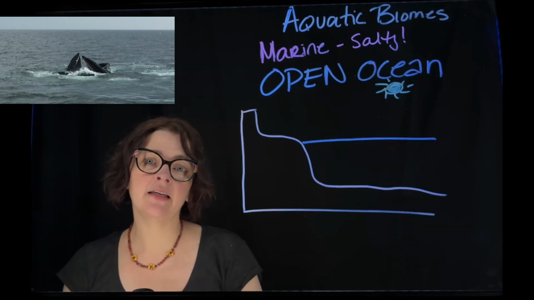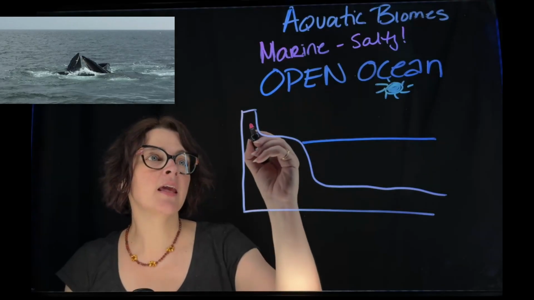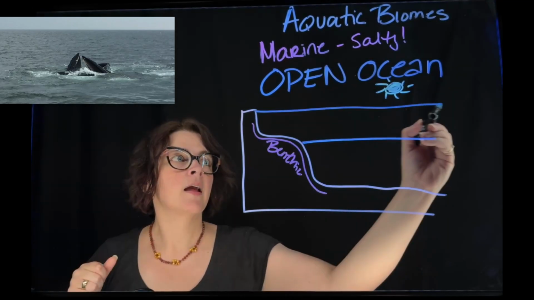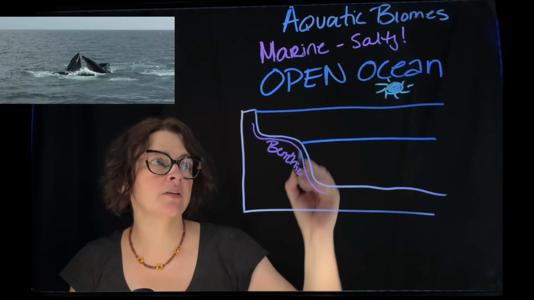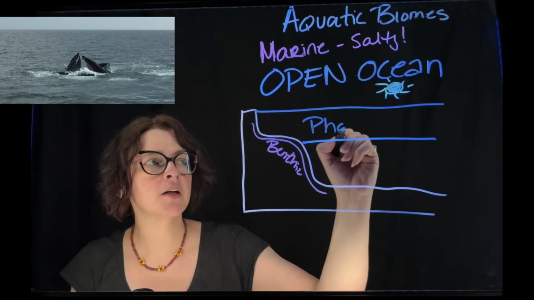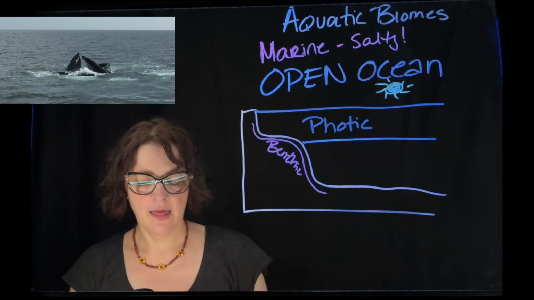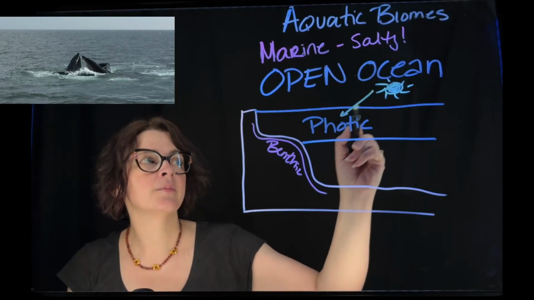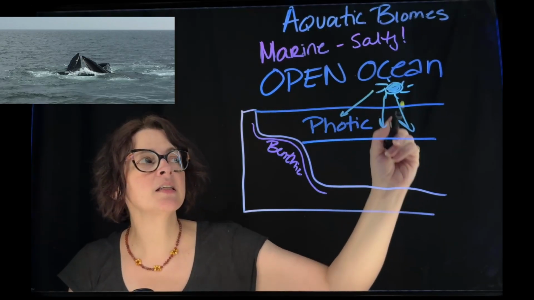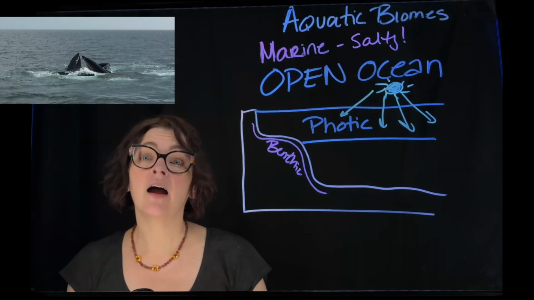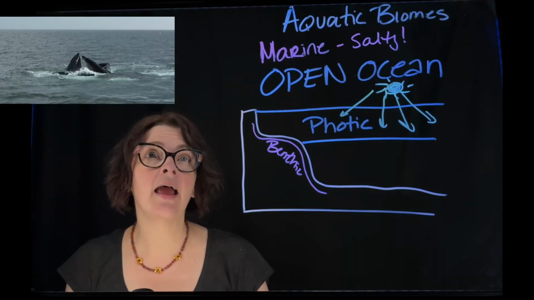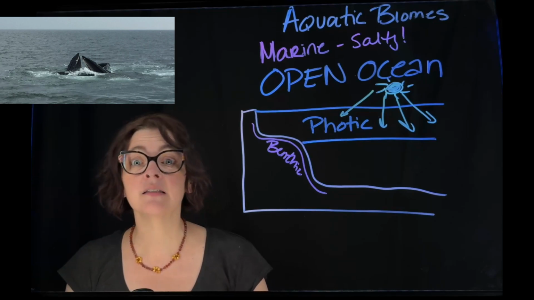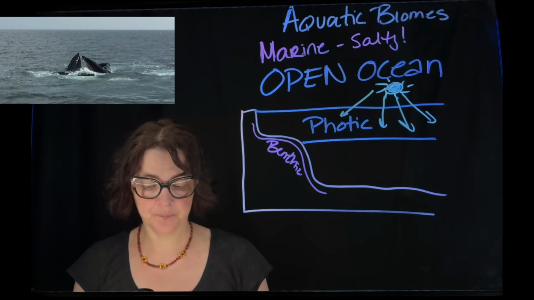Just like we had in our lakes, the bottom is the benthic region. And then we have two layers of ocean. The top layer is the photic region. And this is the area of the ocean that receives sunlight. And since we receive sunlight in this area, there's a lot of algae and phytoplankton that can do photosynthesis in this area because this is where sunshine can reach.